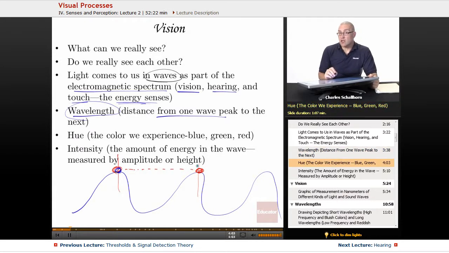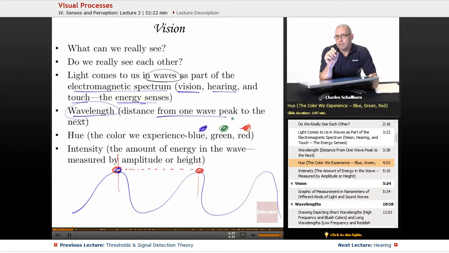Hue is going to be the color that we experience. Blue. Why don't I make it blue? Blue. Green. Red. But how do I know that my blue is the same as your blue? How do I know that my green is the same as your green? How do I know that my red is the same as your red? I'm not completely convinced that we totally experience the same identical versions of those colors.